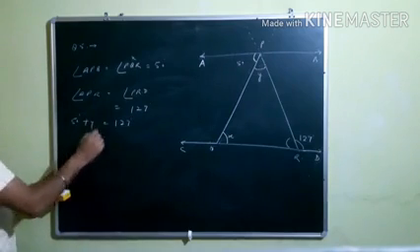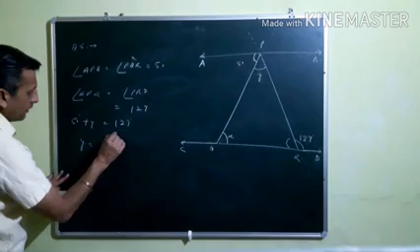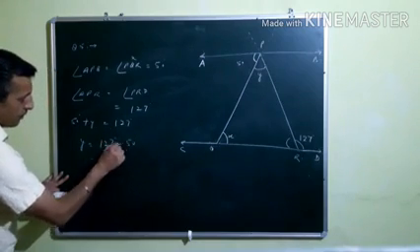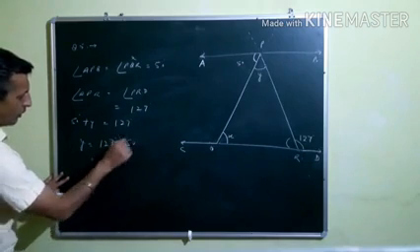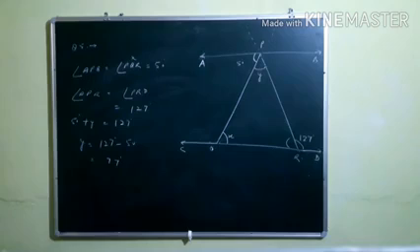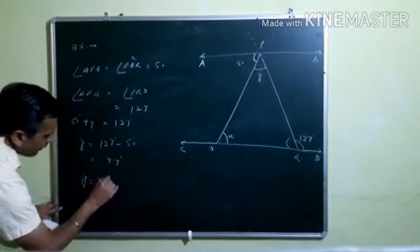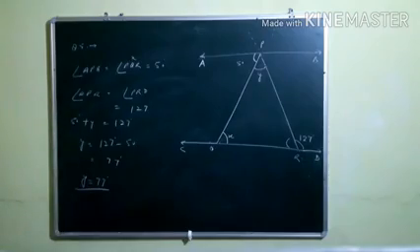If you want to find Y, that is nothing but 127 degrees minus 50 degrees. So 12 minus 5 is 7, that's 77. So Y will be 77 degrees. That's all. So this was your question number 5.